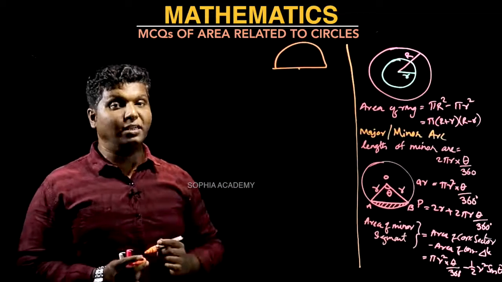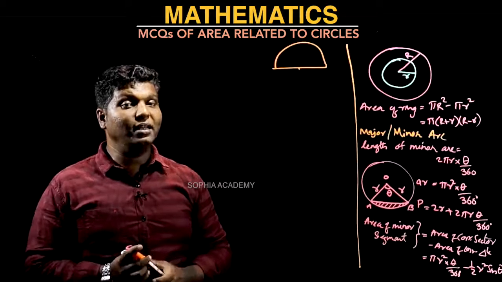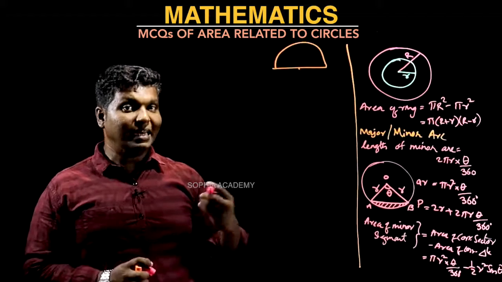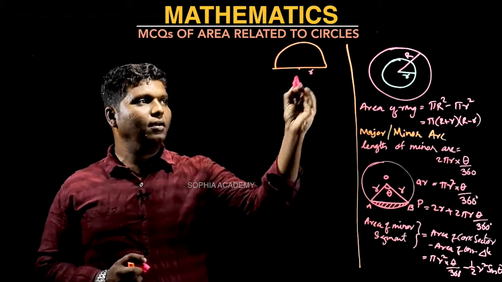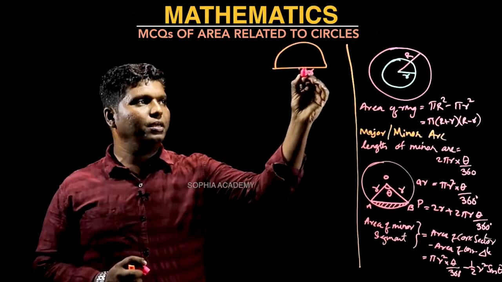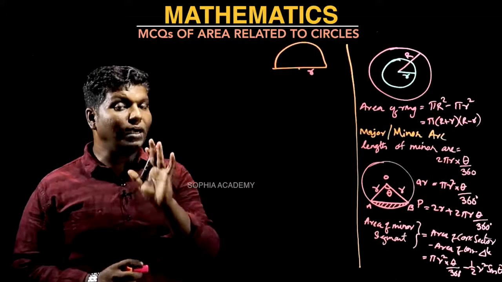So that is the center of the semicircle. And one thing is very clearly given. What is given there? The radius is given. It is r. Okay, this is the radius. From here to here, it is r. Now, what is the question?